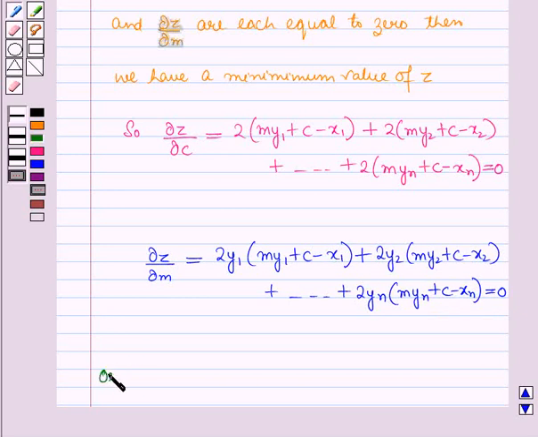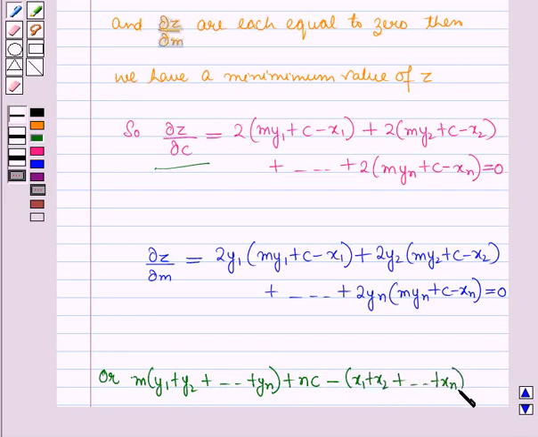Or we can write this equation as m(y1 + y2 + and so on up to yn) + nc − (x1 + x2 + and so on up to xn) is equal to 0.